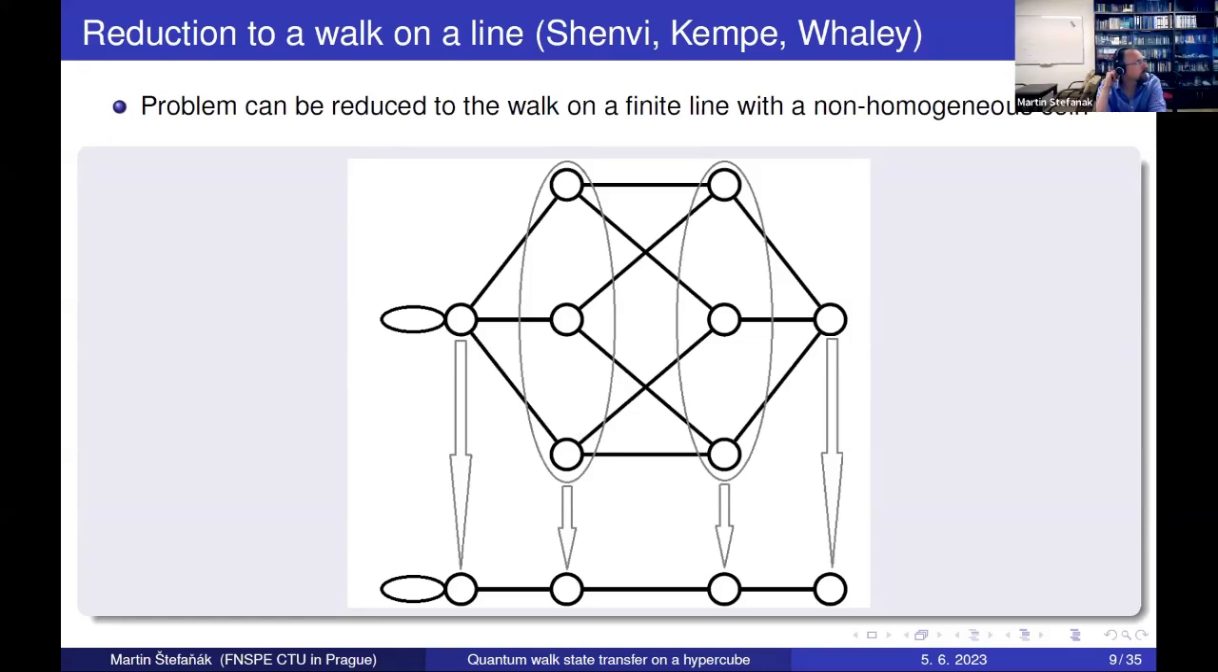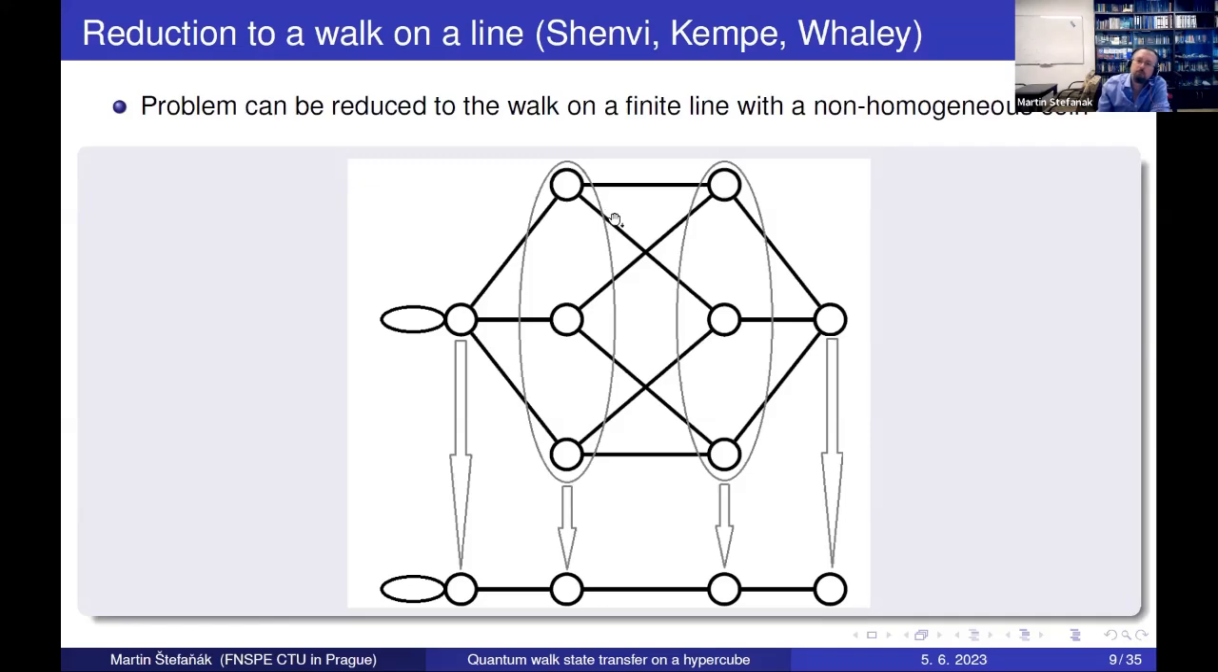I think that's not the argument. I think here it's more about the distance from the marked vertex. These three vertices are direct neighbors of the marked vertex, so in the reduction to a line they will be merged into vertex one. Then these have distance two, so this will be merged into vertex two, and this one has distance three, so this will be the last vertex.